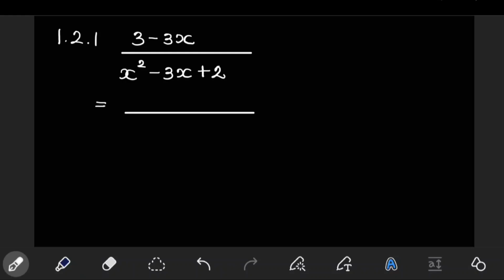So in our numerator, both terms contain 3. Let's pull out that 3 as a common factor. Now in the first term, you're left with 1, and the second term, you're left with minus x. In the denominator, we've got a trinomial. So we know that when we factorize a trinomial, we open up 2 brackets. We are going to look at factors of the last term. When we multiply them, they need to give us the last term, and when we add them, they need to give us the middle term.